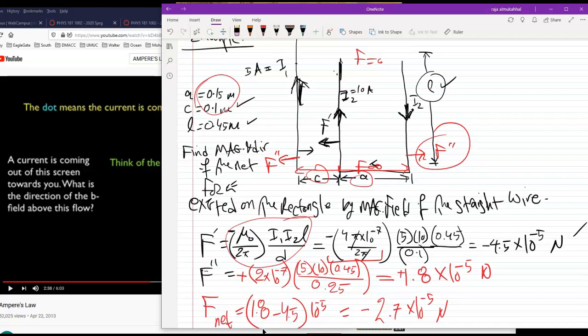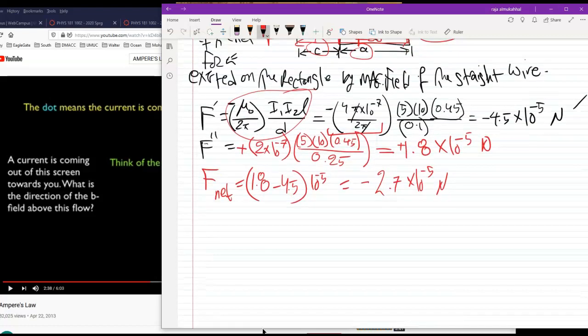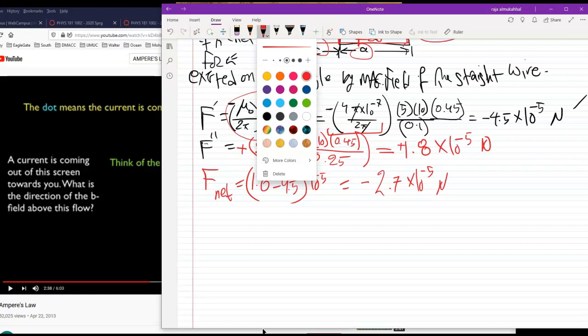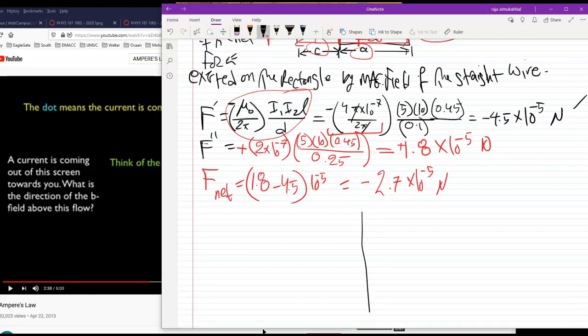Now, one more thing about this. Let me just make this, and then we'll end the video. Let me draw it again. So what we have in here, you get this wire like that, and here's the loop of wire that we were talking about, right? So you have this force going this way, and this force going this way. Notice that this force here is 4.5, and this force is 1.8, which means this force is stronger. Obviously, why? Because it's closer, right?